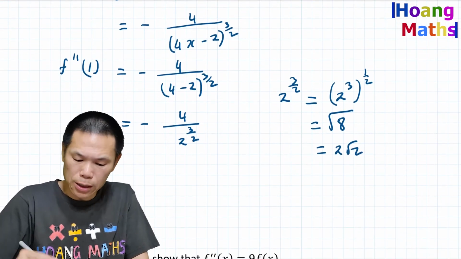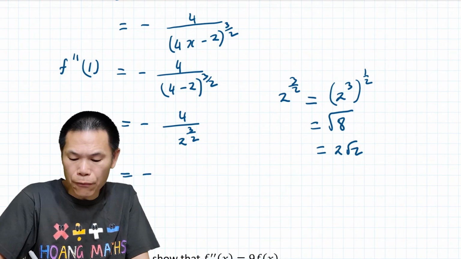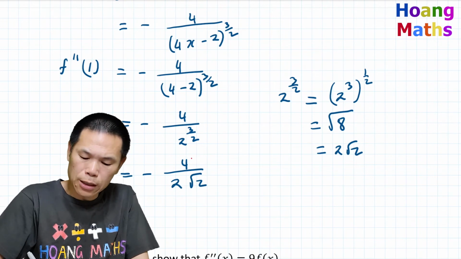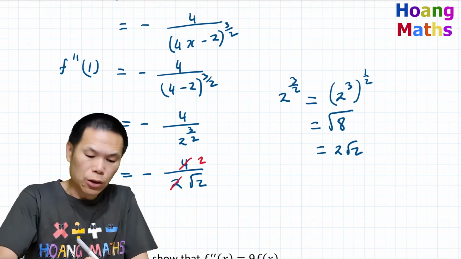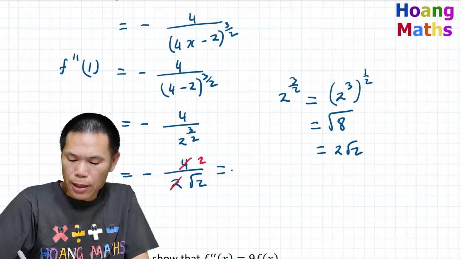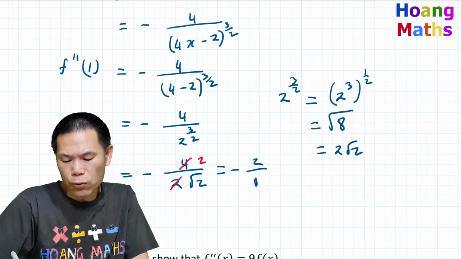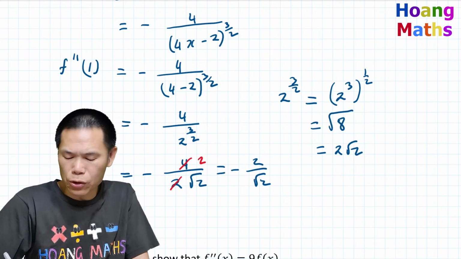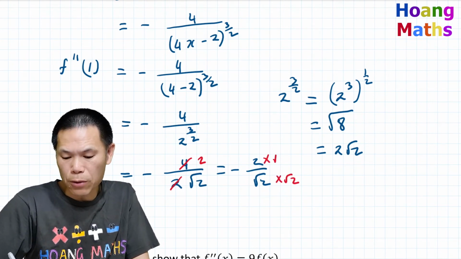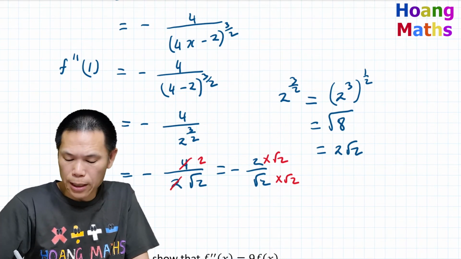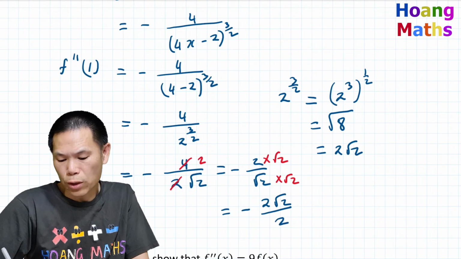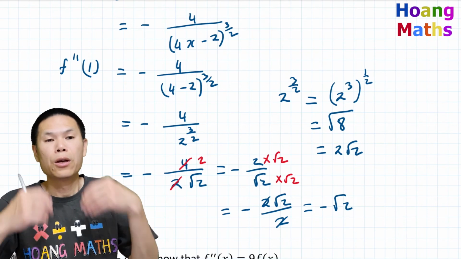So let me just write this. That will give me negative 4 over 2 square root of 2. And of course, we can simplify this, that gives me 2. So the answer is negative 2 over square root of 2. Of course, we can rationalize this. So if you rationalize this, you times by root 2, you times this by root 2. So the answer is negative 2 root 2 over 2. So the answer is negative square root of 2. So there you go.